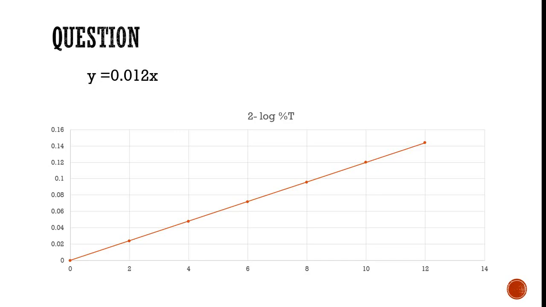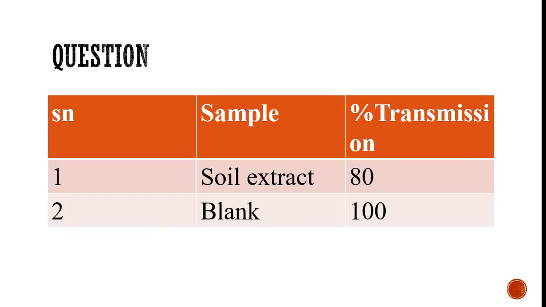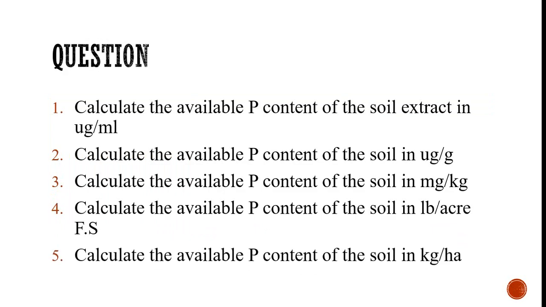Now, from this equation, y equals 0.012x, the 0.012, as I said earlier, is the slope of the line. To determine the phosphorus content, x represents the phosphorus content in micrograms per milliliter, and y is the transmission. So if you need x, we have to make x the subject by dividing both sides by 0.012. That's what will be done here.